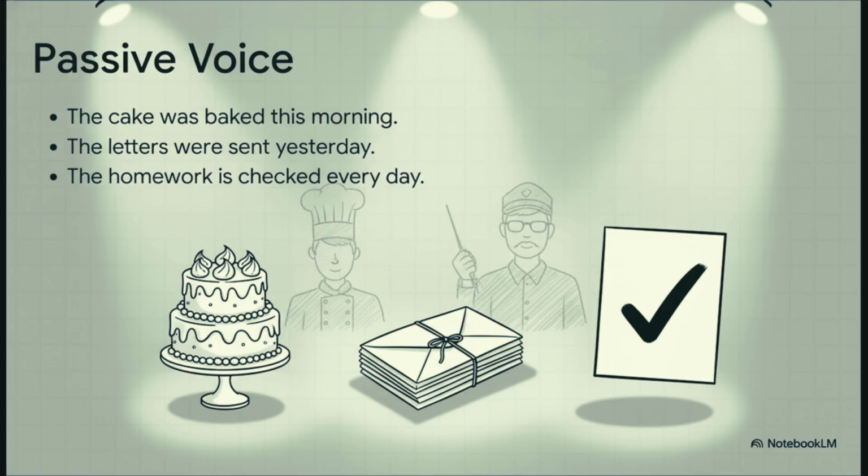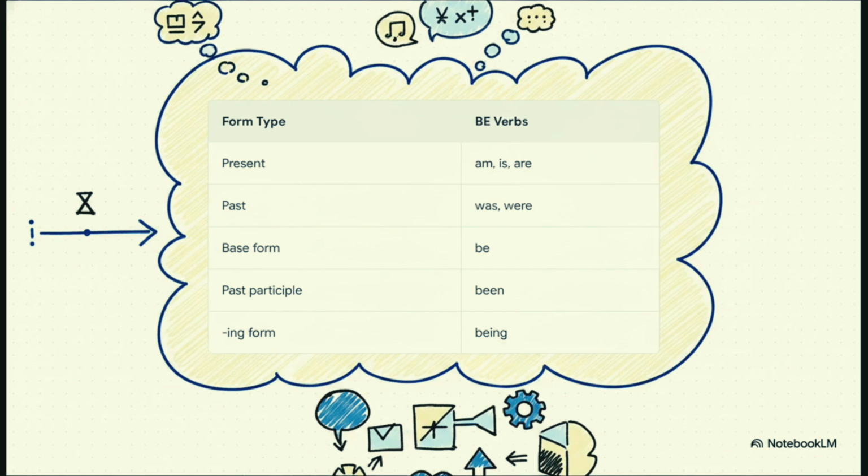It's pretty brilliant. All right, before we get to the fun part, here's a super quick review matrix for you. Present, am, is, are. Past, was, were. Base form, be. Past participle, been. And the ing form, being. Seriously, if you practice matching these with the right subjects, your English is going to sound incredibly natural.